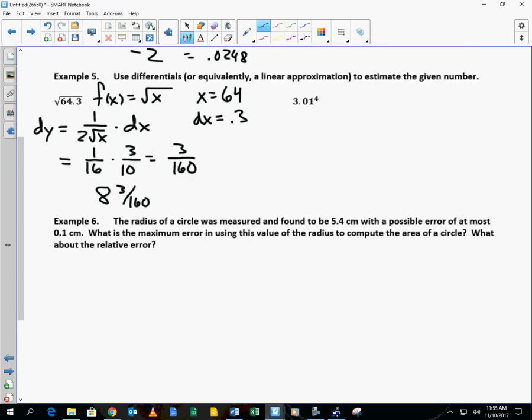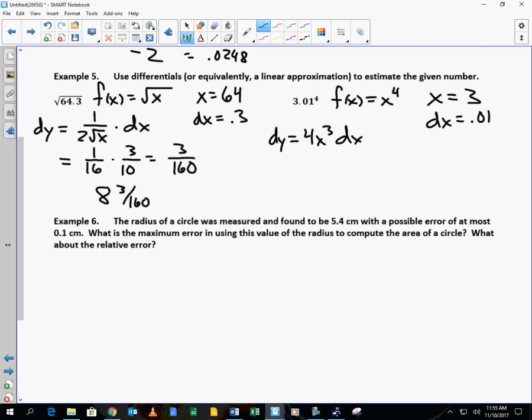3.01 to the 4th power. Very good. f of x is x to the 4th. What is my x value? 3. What is dx? 0.01. So we're going to approximate 3.01 to the 4th power. So dy is equal to f prime, or 4x cubed, dx.